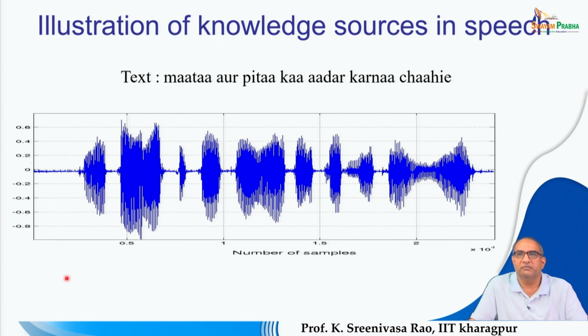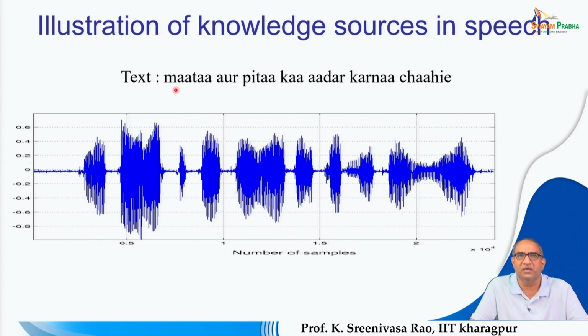Here we have displayed a speech signal, uttered in a continuous manner, in a continuum. This speech signal corresponds to the message "माता और पिता का आदर करना चाहिए". This is a Hindi speech utterance, and the message to be conveyed by the speech signal is "माता और पिता का आदर करना चाहिए". From this you can notice that this particular speech signal corresponds to 7 words: माता और पिता का आदर करना चाहिए.